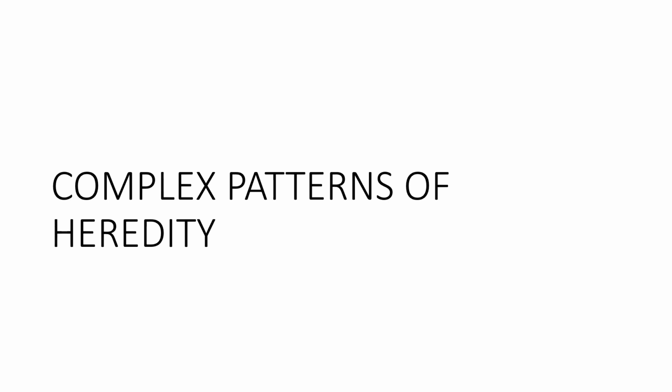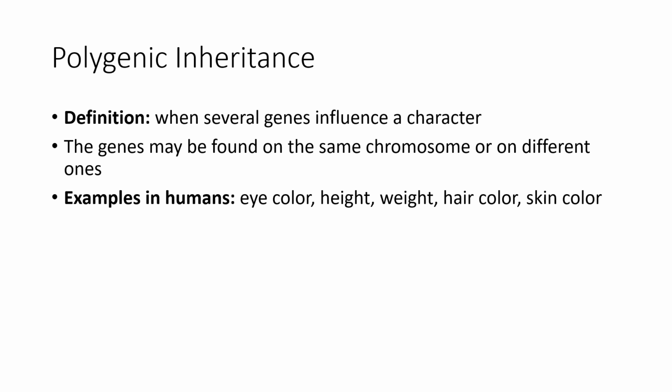So, complex patterns of heredity. Something called polygenic inheritance is when several genes influence a character. For example, eye color, height, weight, skin color, hair color, all that type of stuff. Sometimes the genes may be found on the same chromosome or on different ones.